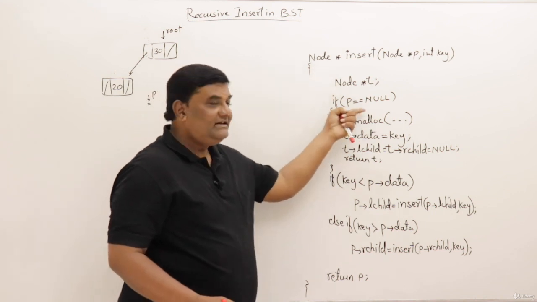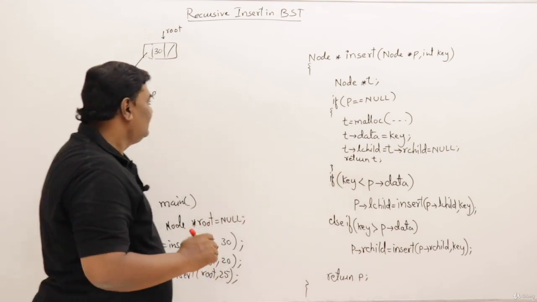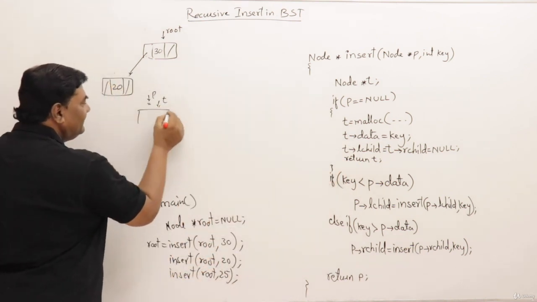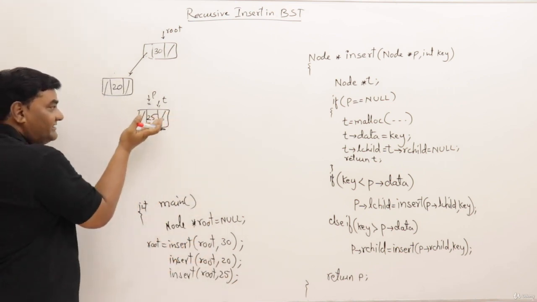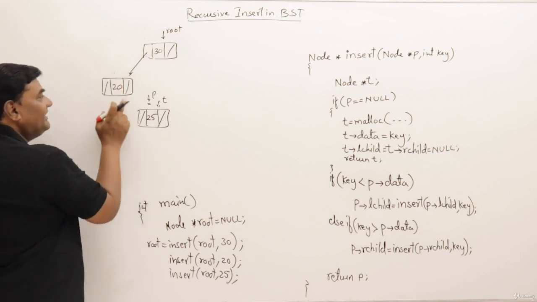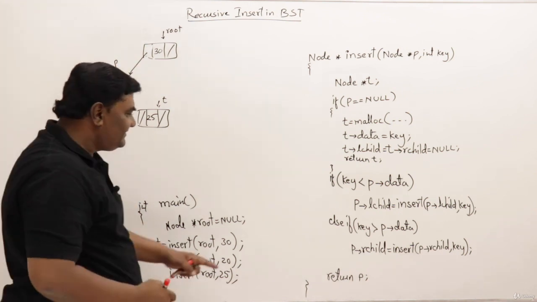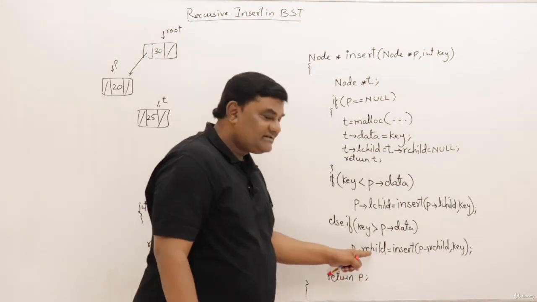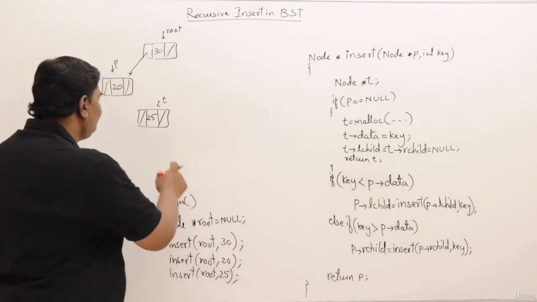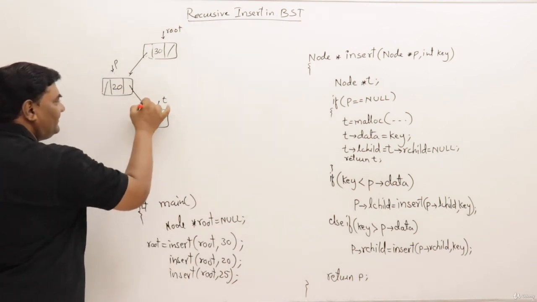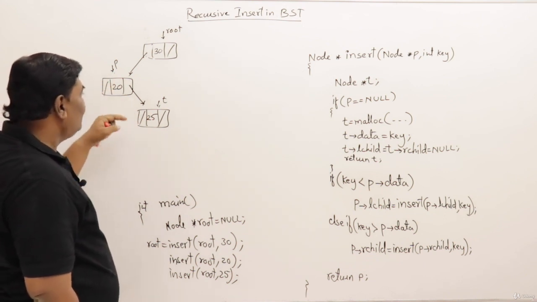So in this call, P is null, so a new node will be created, initialized with the key that we have given, its pointers made null, and its address returned. So it goes back to the previous call. The statement was not completed yet; this assignment has to be done. So P's right child will be assigned with that return address, and P's right child will point to this one. So this call has finished, it went back and assigned this link.